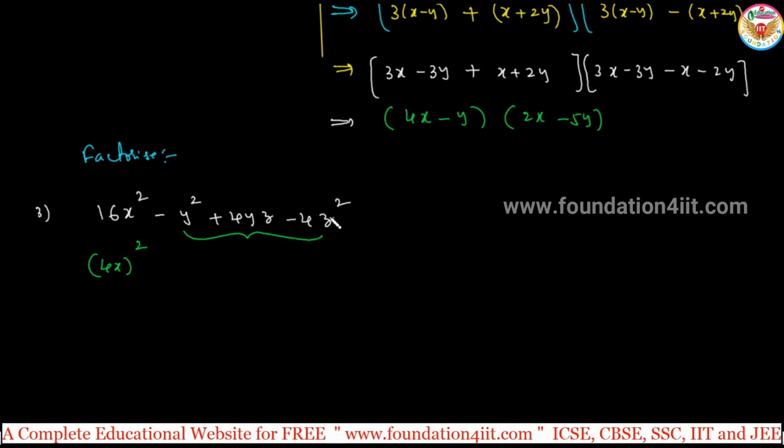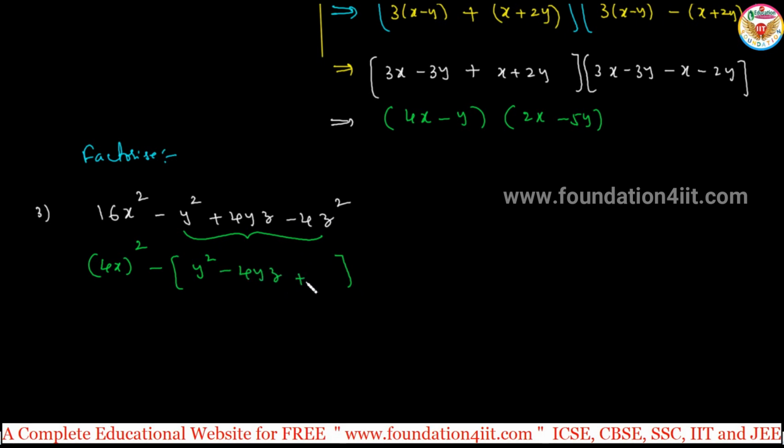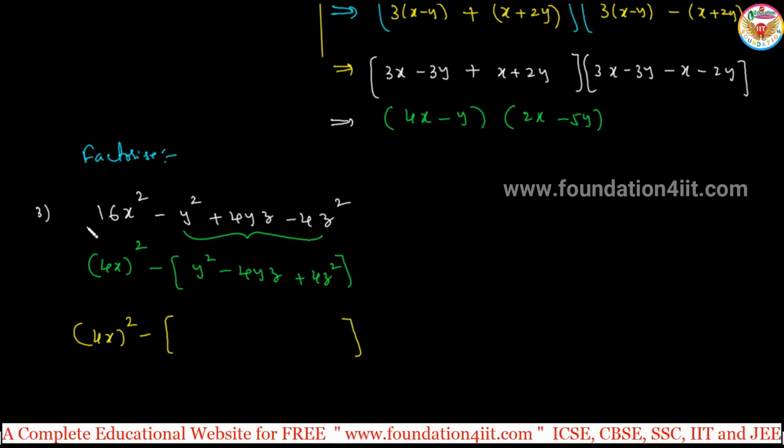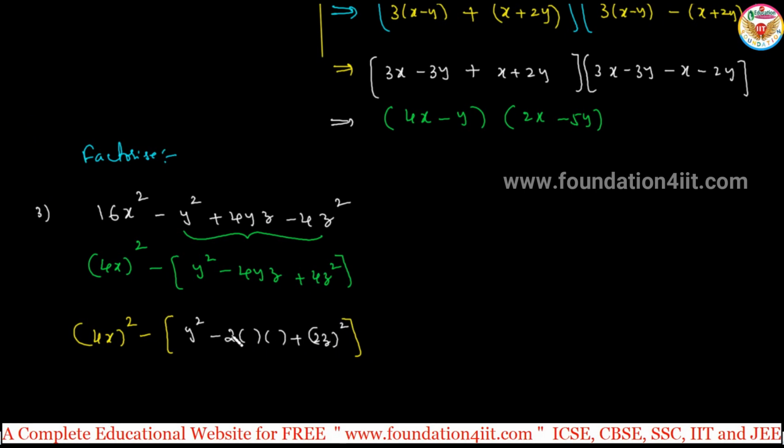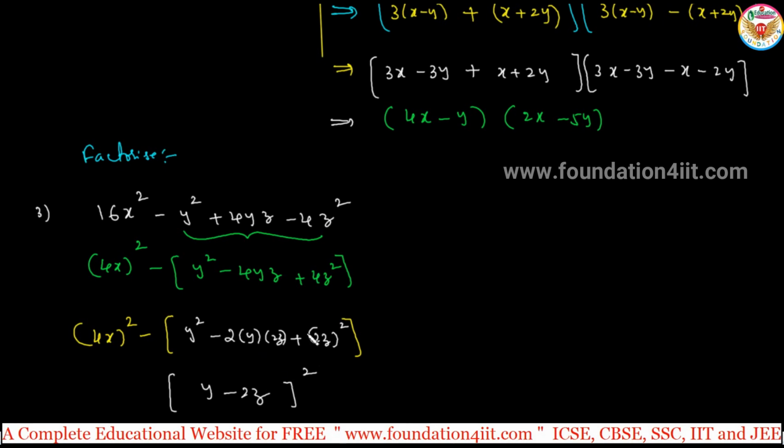This is the y square term, the z square term, and in between the yz term is there. If I take minus common from these three, it becomes y square minus 4yz plus 4z square, with minus common. Now this is 4x whole square minus, and up to this we have the formula: y square, and the last one is 2z whole square, minus 2 into a into b. So 2 into y into 2z, 2 into y into 2z is 4yz. This is nothing but the a minus b whole square formula. So y minus 2z whole square is this formula.